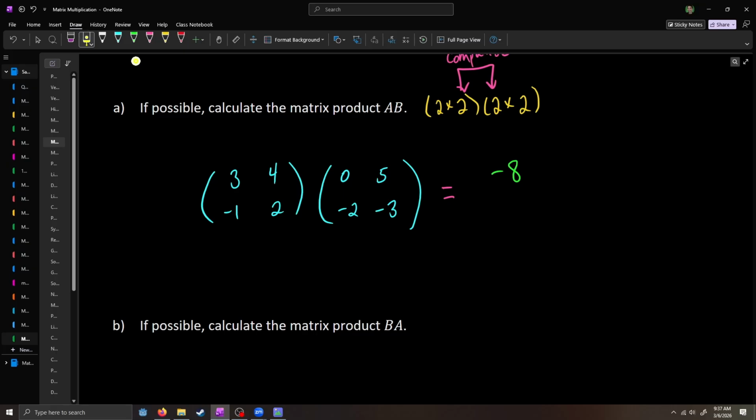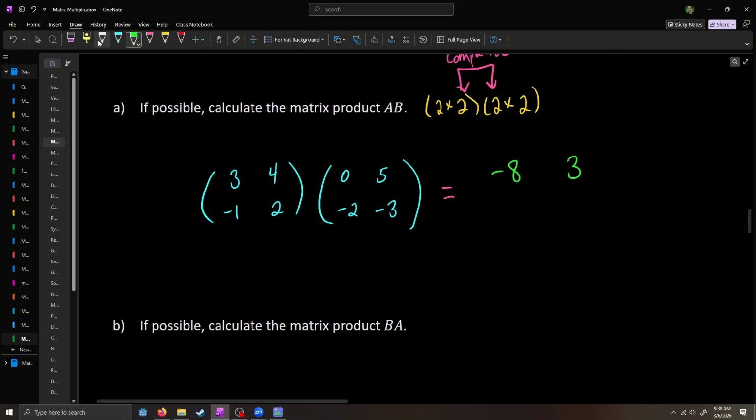If I dot together the first row of A with the second column of B, that's going to give me the entry in row 1, column 2 of my answer. So that product would be 3 times 5 plus 4 times -3. So that's 15 minus 12. So that's +3.